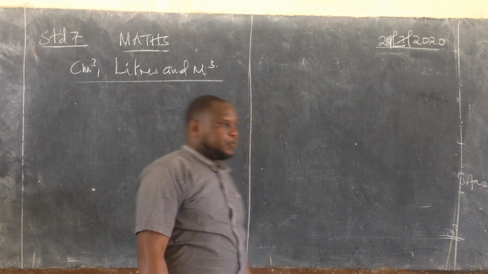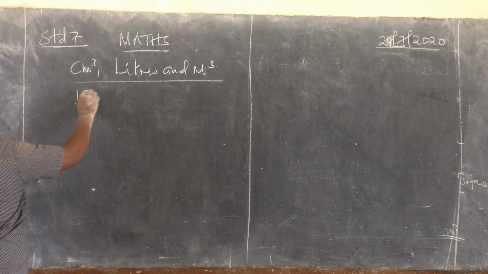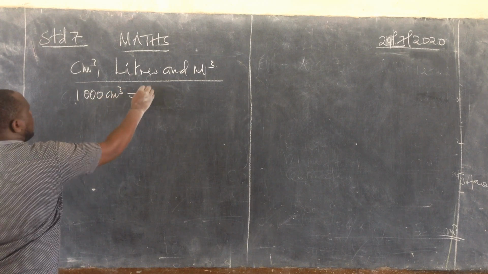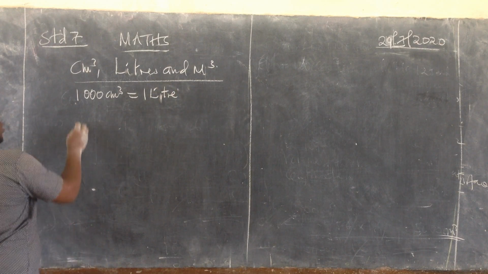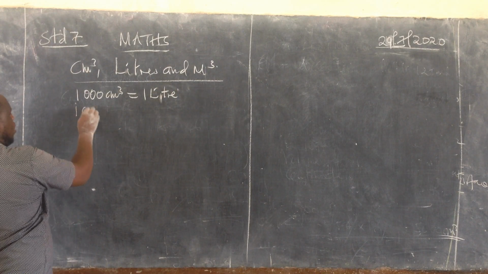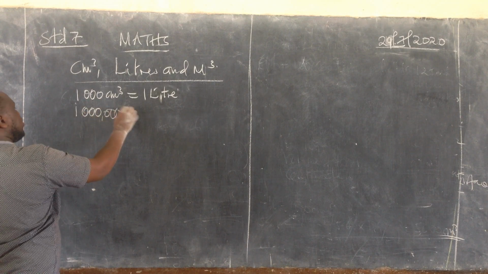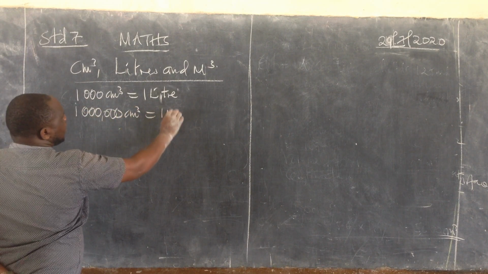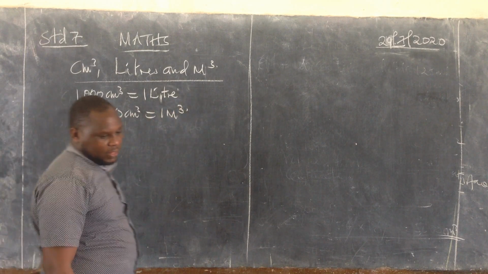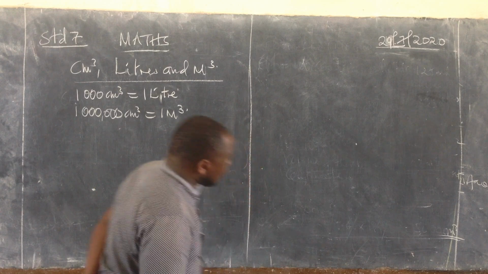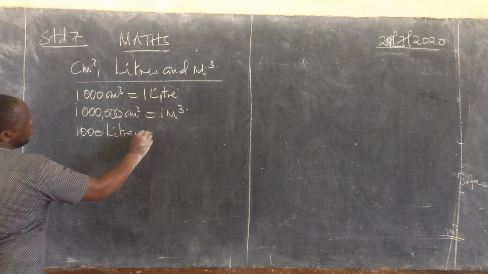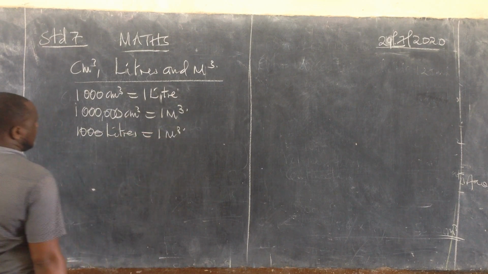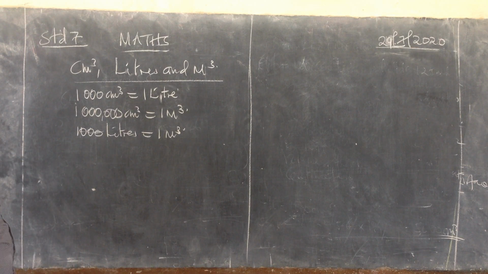So we are going to see that, as I told you, 1,000 cubic centimeters is going to be 1 liter. Then 1 million cubic centimeters is going to be 1 cubic meter. And then, of course, 1,000 liters is going to be 1 cubic meter.